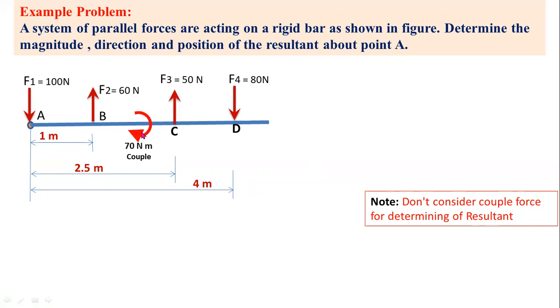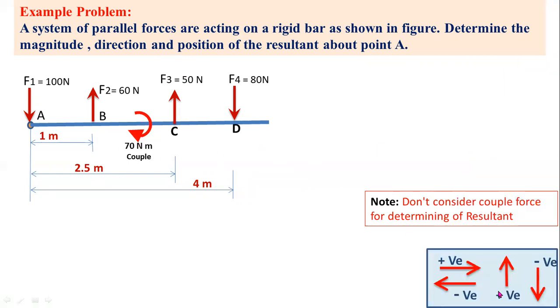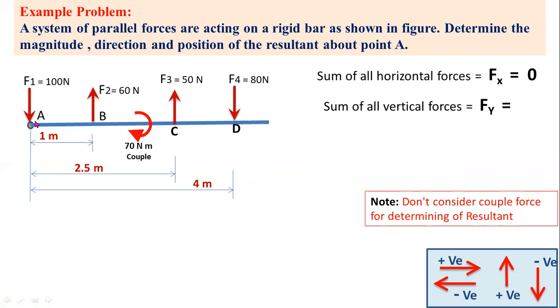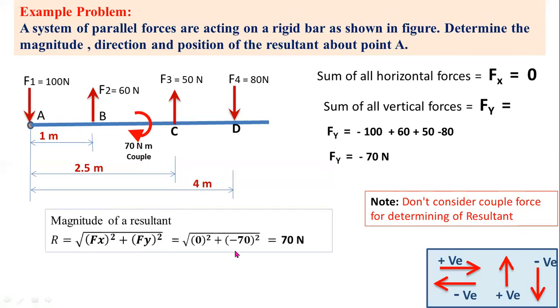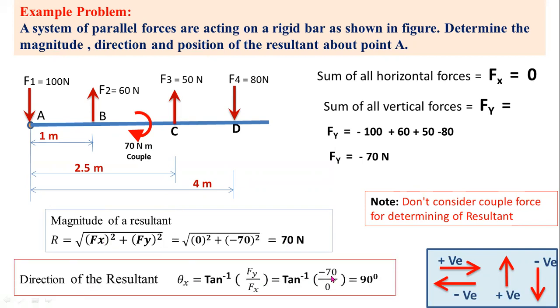So these are the sign conventions, and Fx equals 0. There is no horizontal force. Fy equals minus 100 plus 60 plus 50 minus 80. The procedure is the same. Here, don't consider the couple force. Here this is the resultant. The resultant equals 17 newtons and the direction equals 90 degrees. The answer is the same as the previous problem.